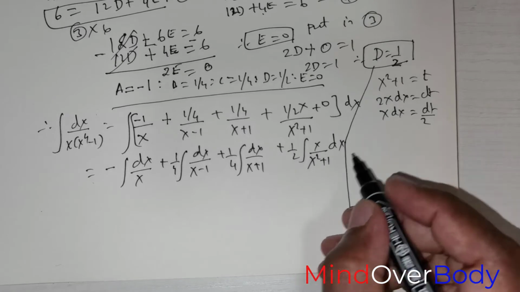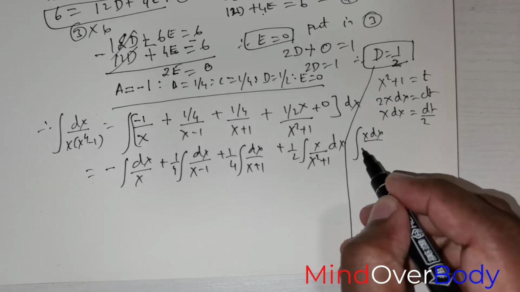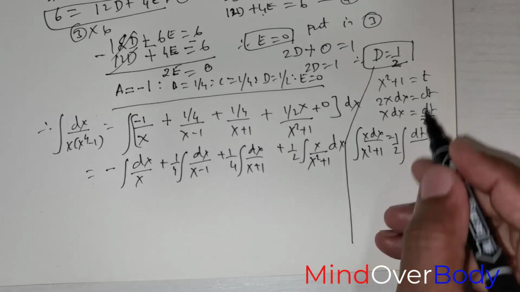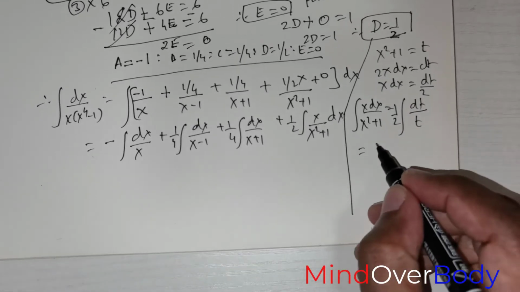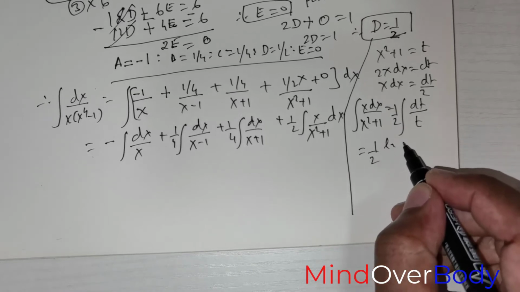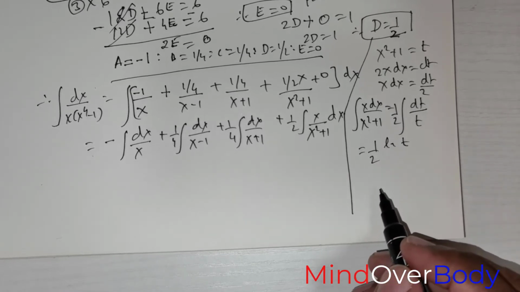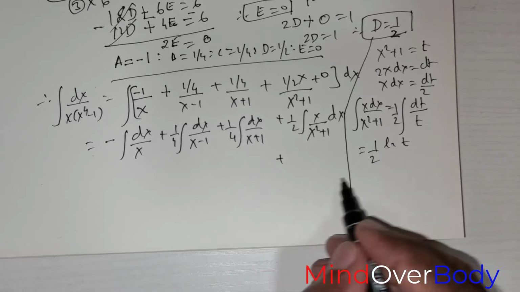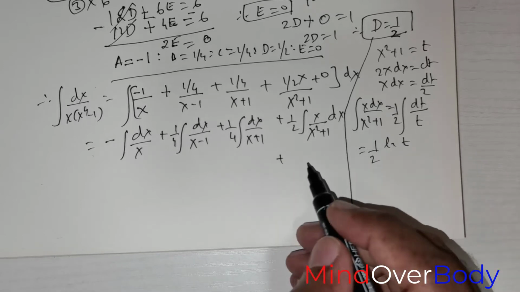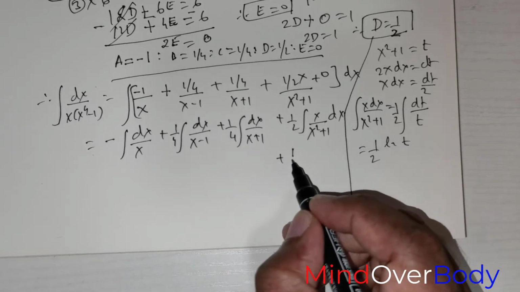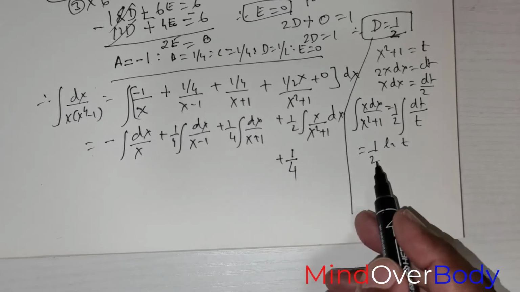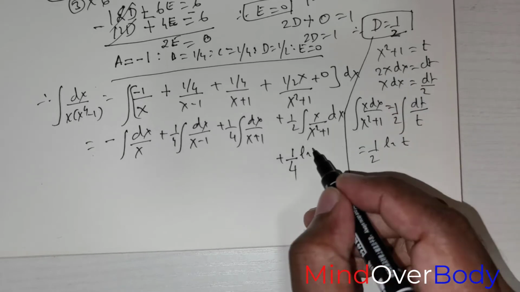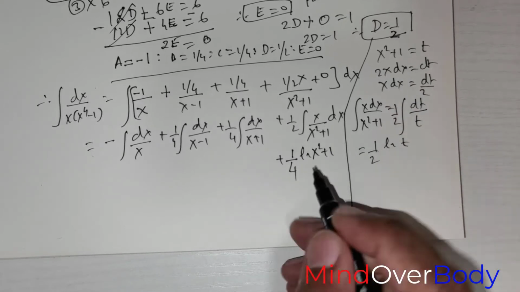So if I were to substitute it here, x dx over x squared plus 1 will be dt over 2, x squared plus 1 is going to be t, so this is going to be half times ln t. But there is already a 1 over 2 here, so we will have to combine it there. 1 over 2 times 1 over 2 is 1 over 4, and my ln t, my t is x squared plus 1, so that's going to be ln of x squared plus 1, so that's fine.